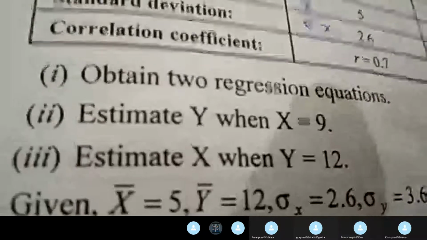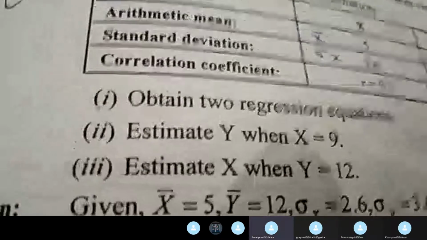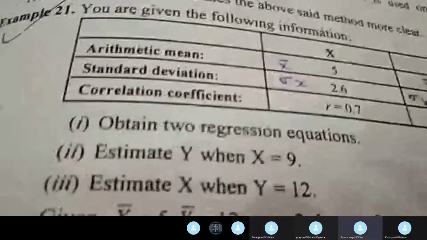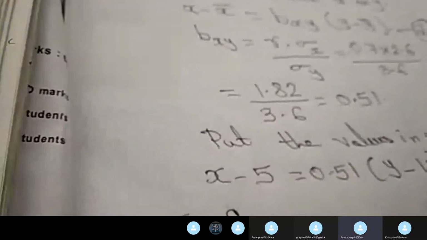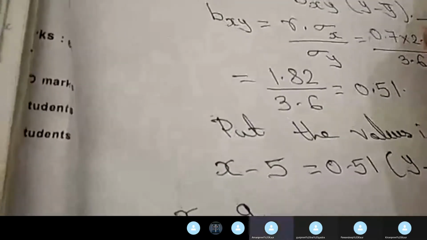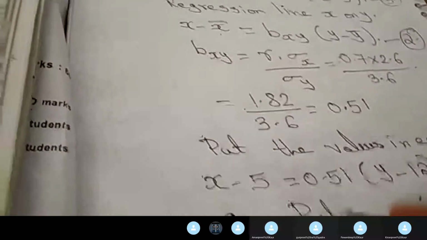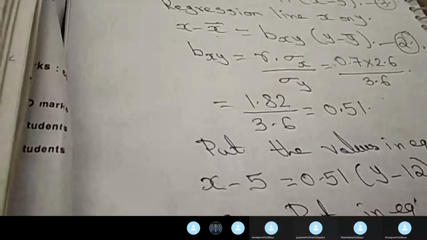Now, what is the third part, Arjun, of the question? It is to estimate y when x is 9. Okay. We need to estimate y when x is equal to 9. What do you suggest? In which equation we need to put? We can put it in any equation. Let us name this as equation 3 and this as equation 4. Put x is equal to 9 in equation 3. Find its value. Yes, make the calculations.